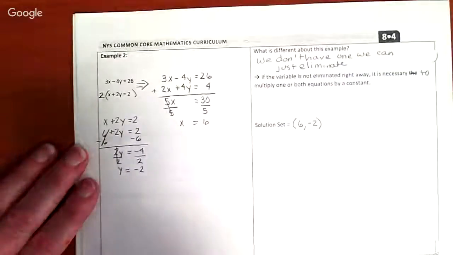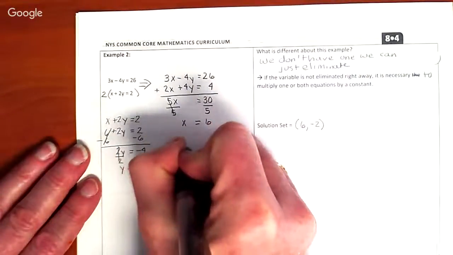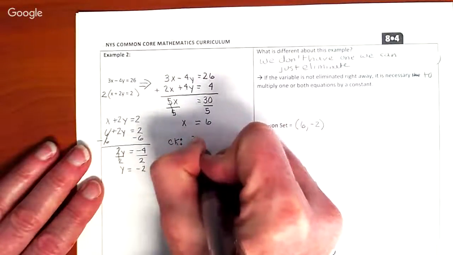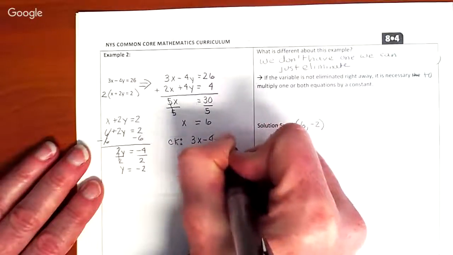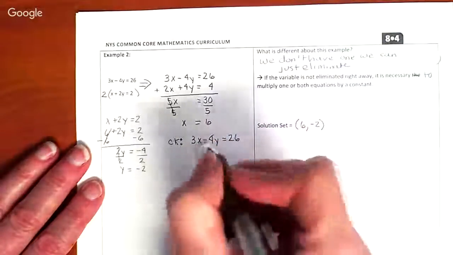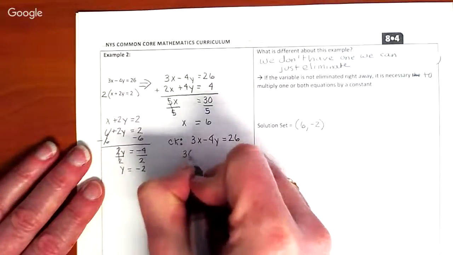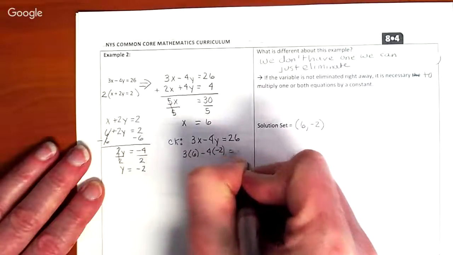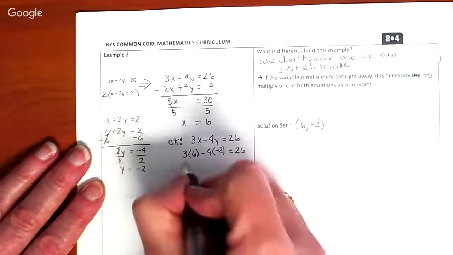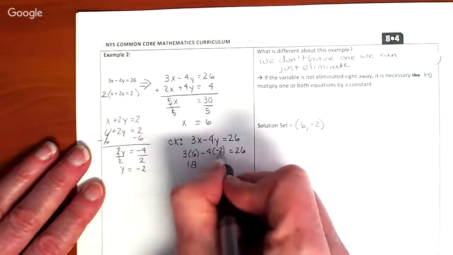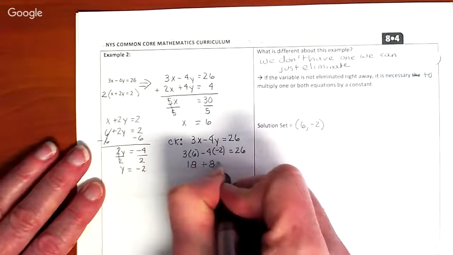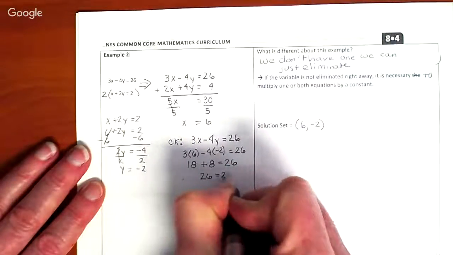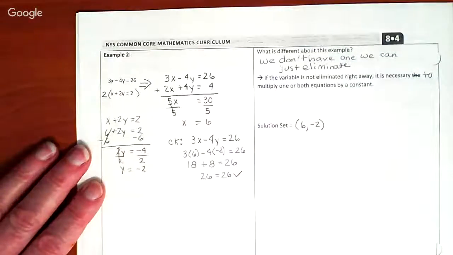Now to check both equations, my first one is 3x minus 4y equals 26. I have 3 times 6 minus 4 times negative 2 equals 26. And I have 18 plus 8 equals 26. 26 equals 26. So that one checks.